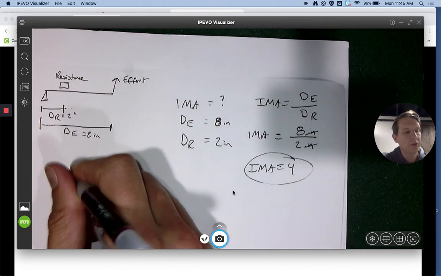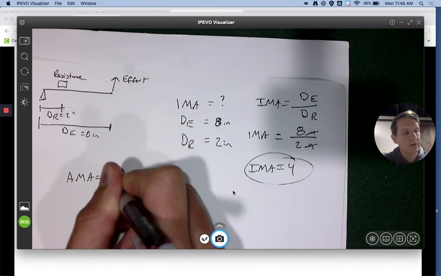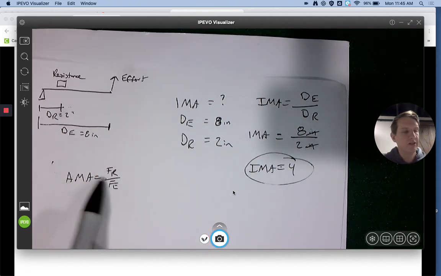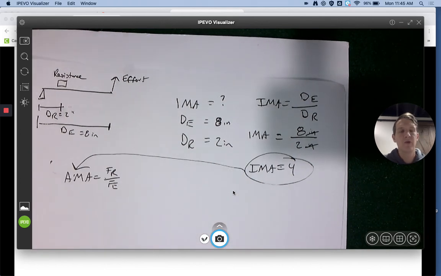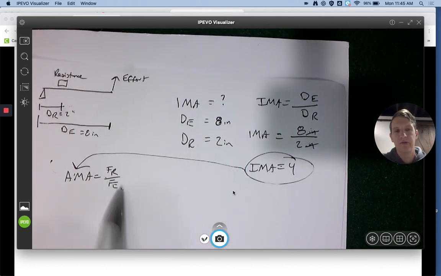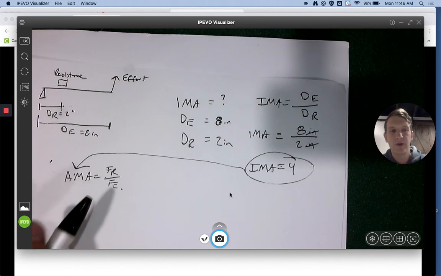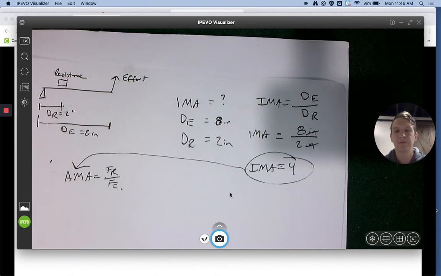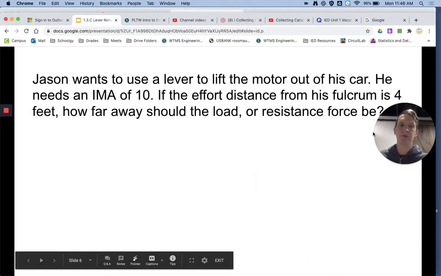And you could go through the AMA equation, and you could solve this using the actual mechanical advantage of 4, and you would find out that that effort force is 2.5 pounds. So that's in a perfect world. In reality, maybe that's 3.9, maybe it's 3.8. We'll get more into that later. For now, we're going to keep it simple.